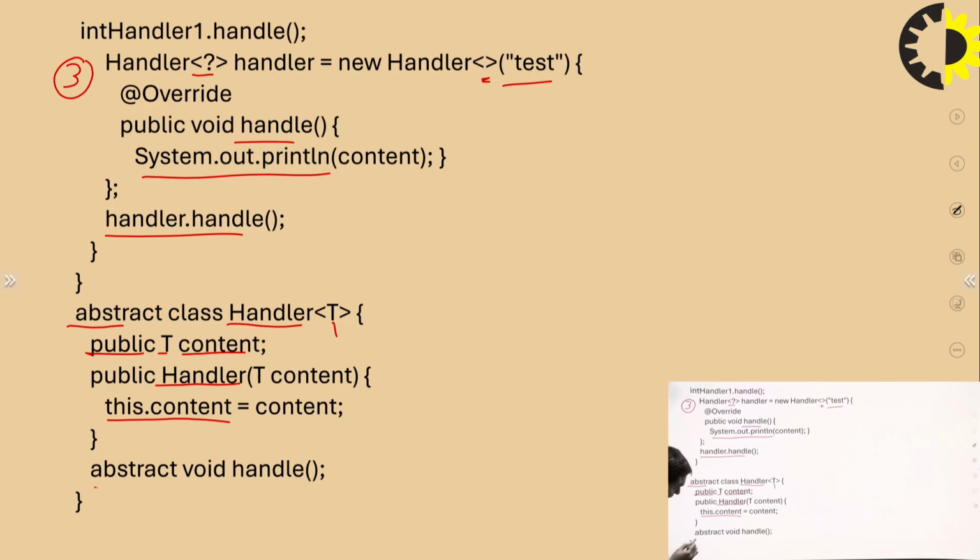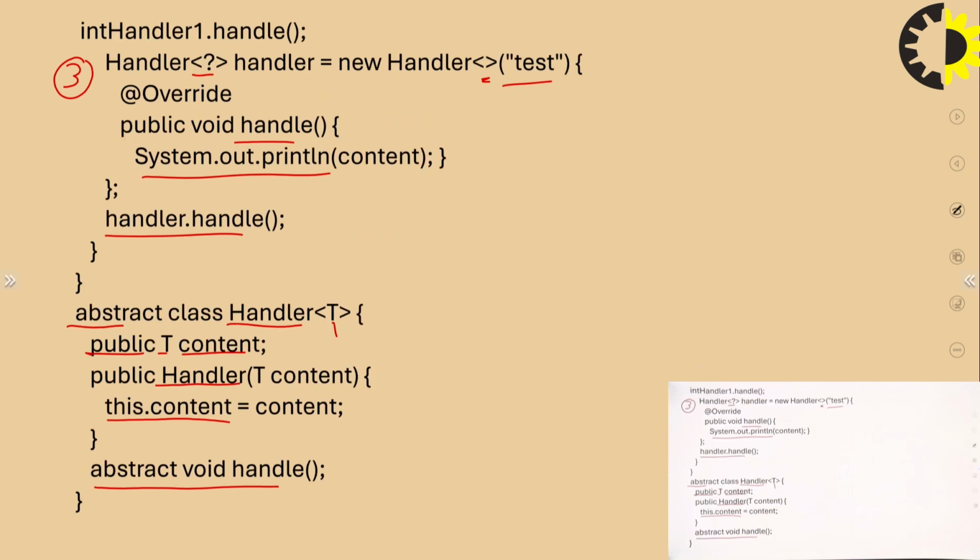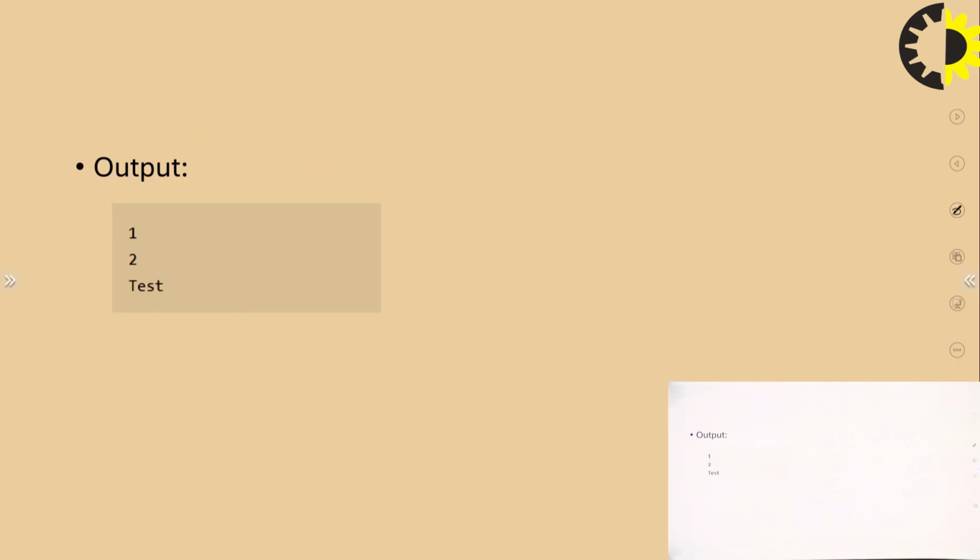Then there is an abstract method, handle, that we have already implemented in this anonymous inner class, and we have implemented it earlier also. So, we can see here this is the abstract generic class, and this is the abstract method that we have implemented earlier with the help of anonymous inner class and diamond operator. This is the output. You can see 1, 2 and test.